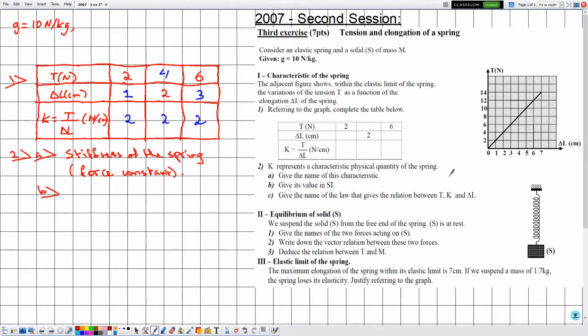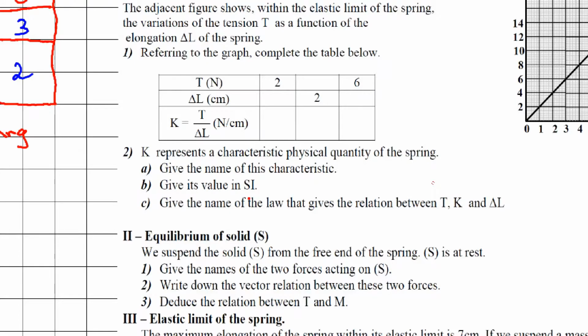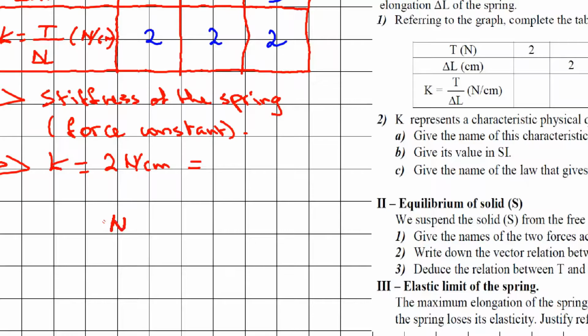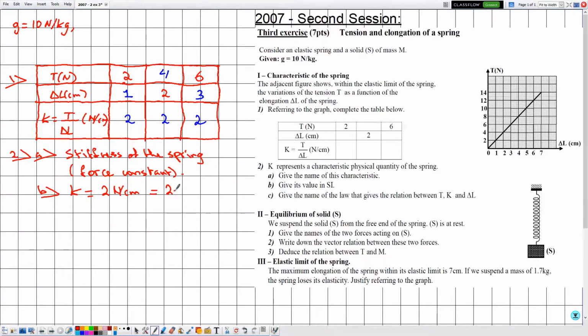And now in part B, give its value in the SI. So we already know the value of K to be 2 newtons per centimeter, but here they are telling me to give the value of K in the SI, so we need to convert K to the SI, knowing that the Newton per centimeter is not the SI unit of the stiffness. In order to convert from Newton per centimeter to the SI, which is given by Newton per meter, we simply multiply by 100. Then 2 multiplied by 100 is given by 200 newtons per meter. Then the value of K in the SI is given by 200 newtons per meter.